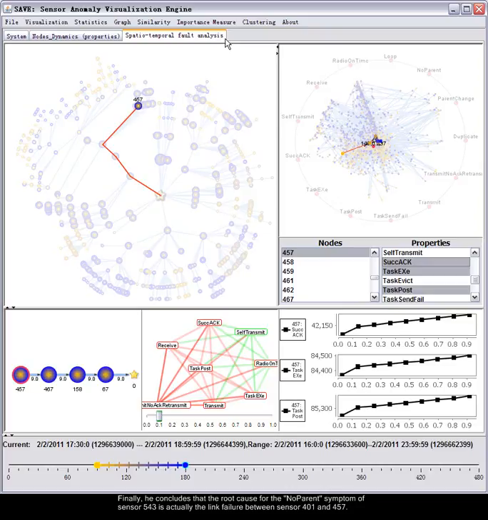Finally, he concludes that the root cause for the no parent symptom of sensor 543 is actually the link failure between sensor 401 and 457.